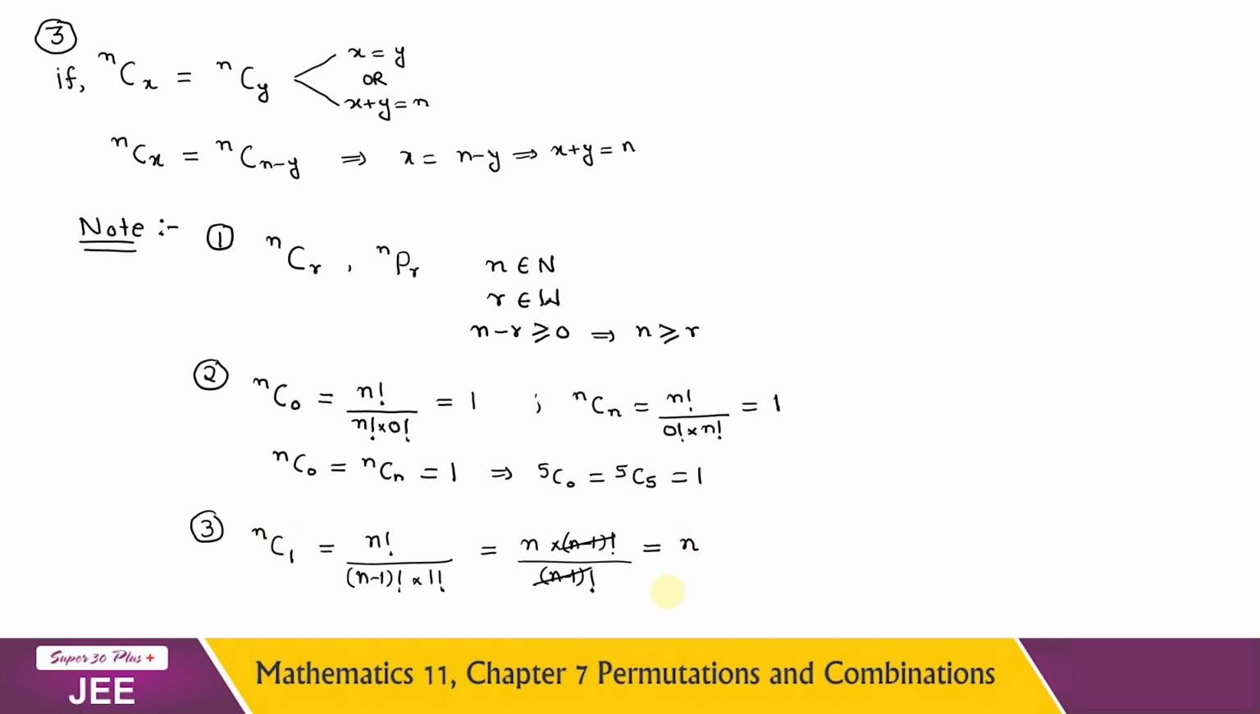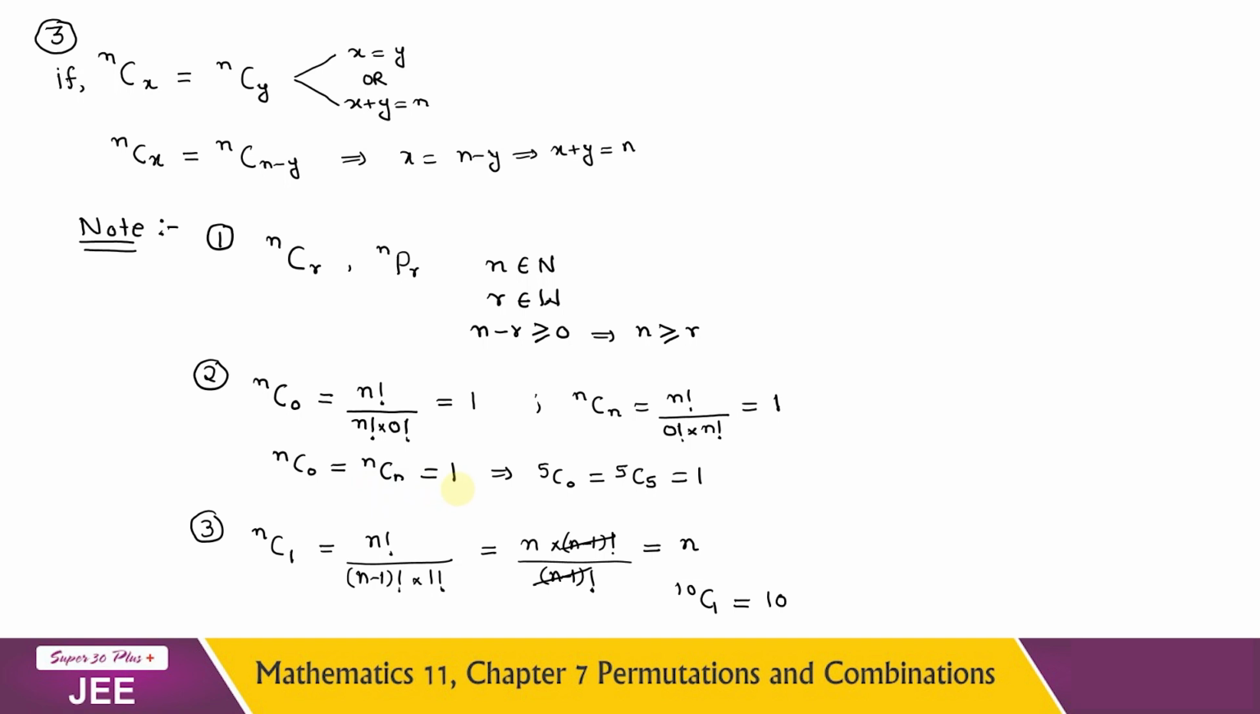So if someone asks you what is the value of 10C1, it is going to be 10. Alright, you must memorize these important points in order to save your time in the examination. Whenever nC1 comes, you can directly write it down as n. nC0 and nCn can be written down as 1. Alright, I hope everybody got till this point.